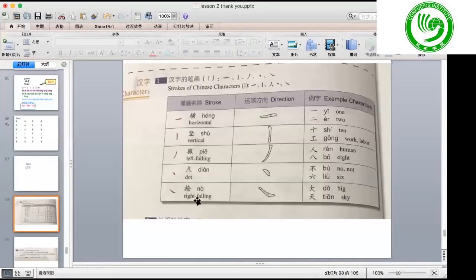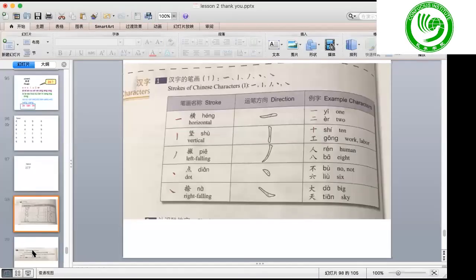And then the last one, it is called 捺. In English it is right falling. How to write a 捺? Let us write it together. Open your notebook. 捺, I'm sorry. Na. Na.